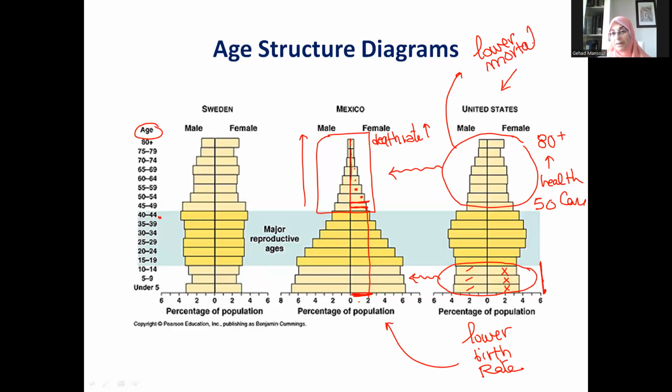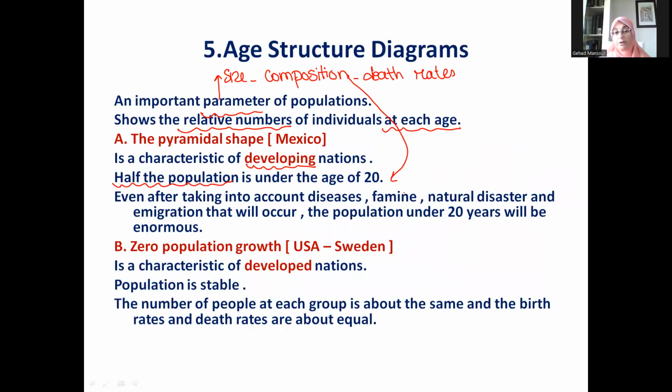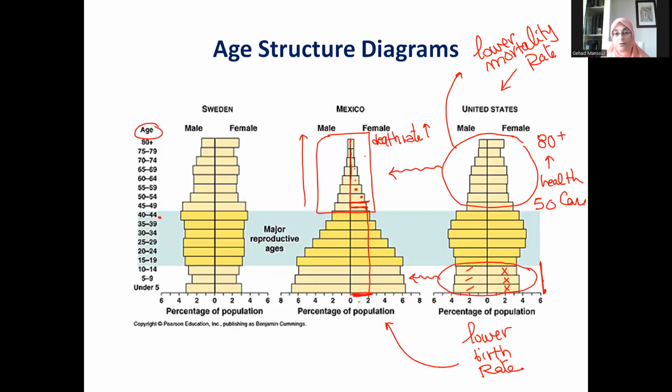Okay, lower mortality rate. So it's no longer pyramidal in shape because the base of the pyramid is now smaller in size. So this is what we call the zero population growth. Why do we call it the zero population growth? Because the values are almost stable.